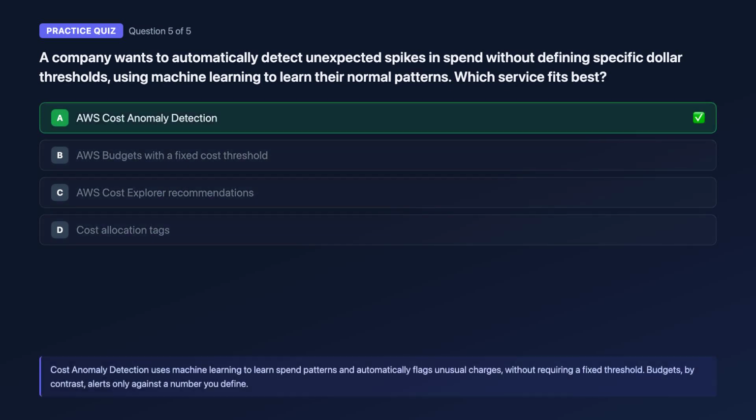If you said A, well done, cost anomaly detection. The giveaway phrases are machine learning, learns your patterns, and without defining specific thresholds. That's the smart dashcam tool, not the speed limit sign. Budgets would be wrong here precisely because it requires a fixed number you set up front.